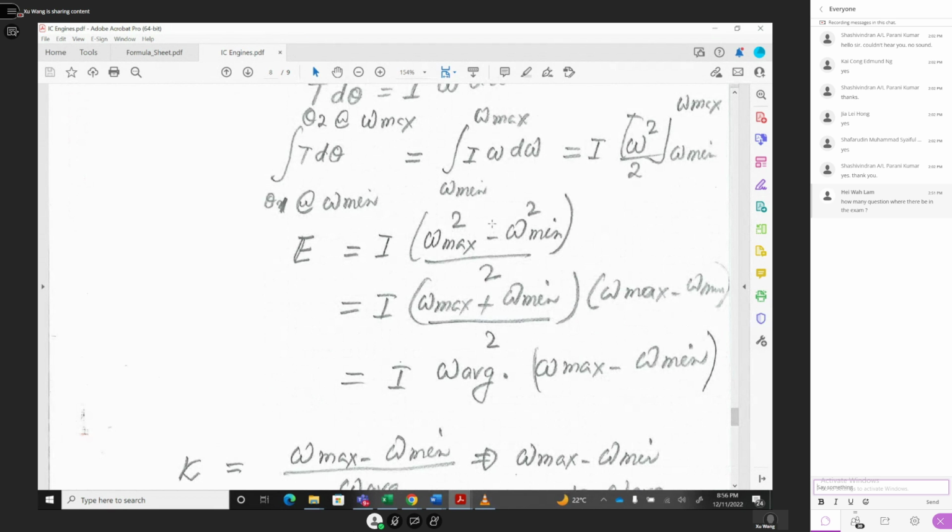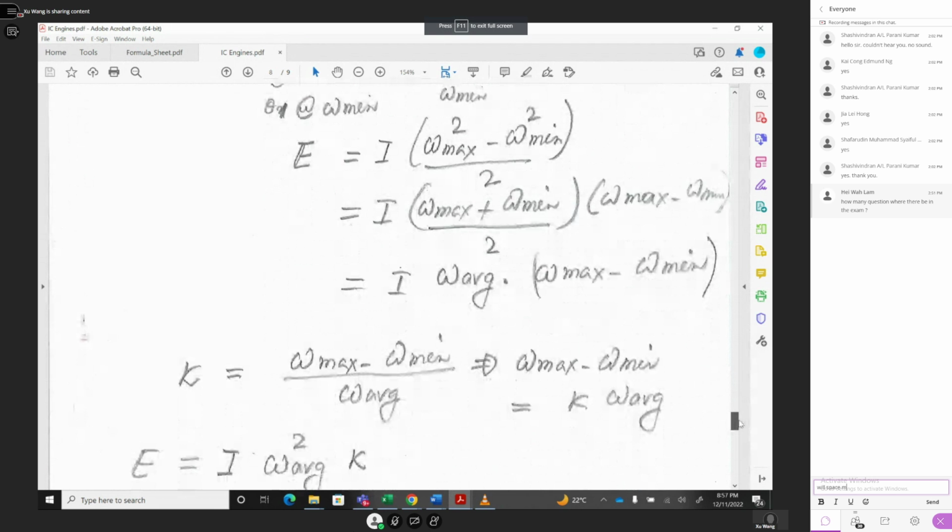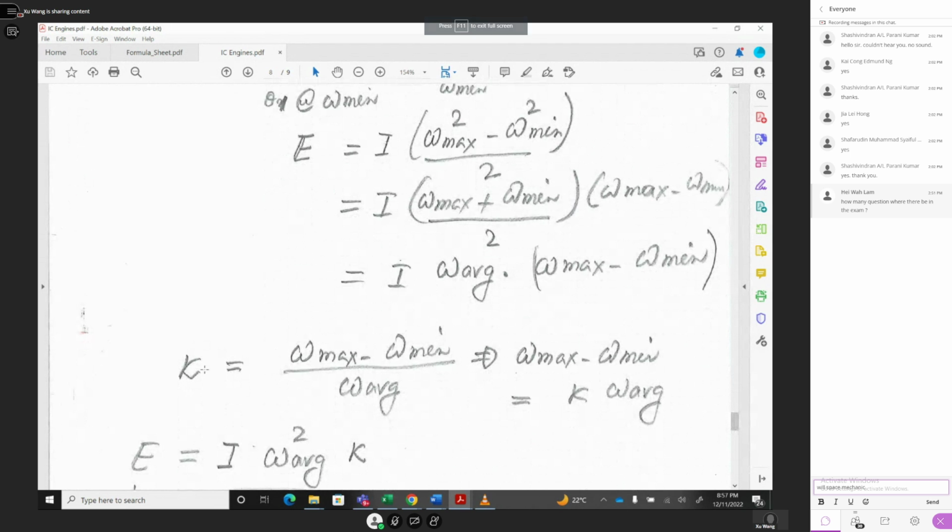And here you can multiply the plus and minus together. Plus divided by 2 is the average omega. And this is the range from minimum to maximum, the fluctuation range. Okay, we define this as the fluctuation factor. The fluctuation factor is the range divided by the average omega, the average rotation speed. This is called the fluctuation factor.